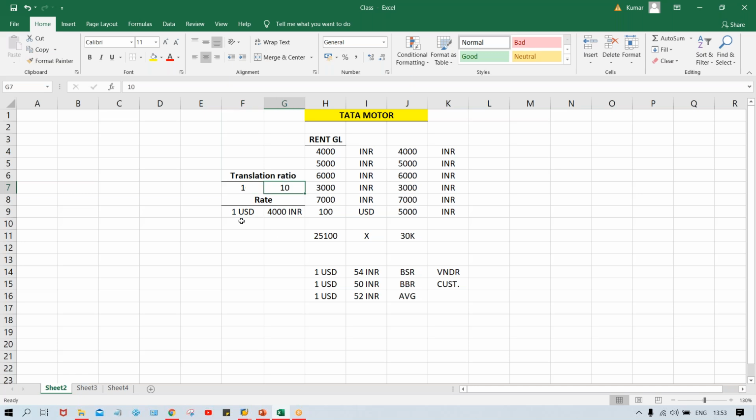So here, if the system is going to calculate the rate, let's suppose 1 USD equals 4,000 INR we have specified. If you are going to post a transaction here for 1 USD, 1 multiplied by this ratio, and 4,000 INR, 4,000 multiplied by this ratio, so it is going to be 40,000, right? Or else if you specify 100 here, then it will be only 400. So in this way also 40,000 itself is going to happen. This is the use of the translation ratio.